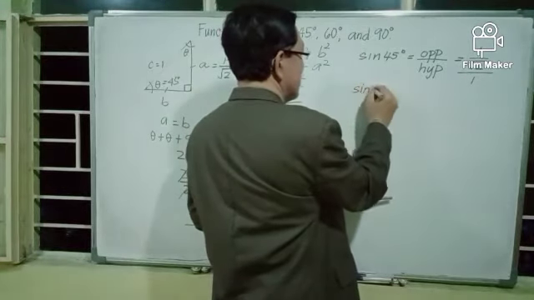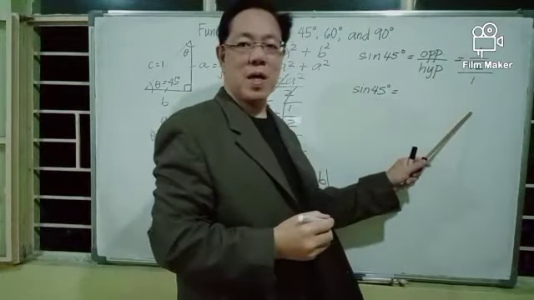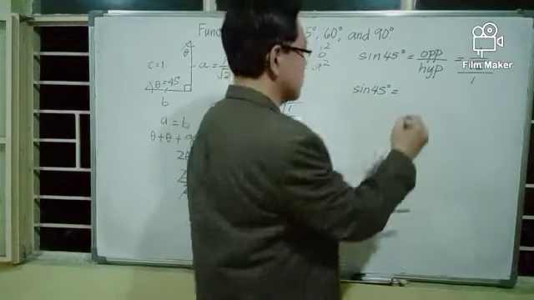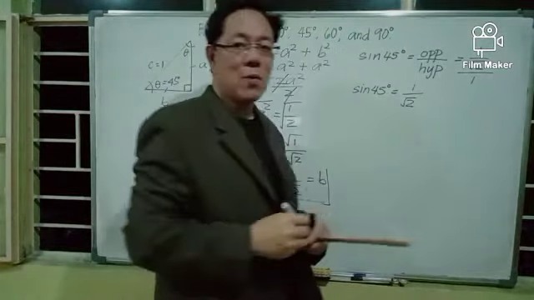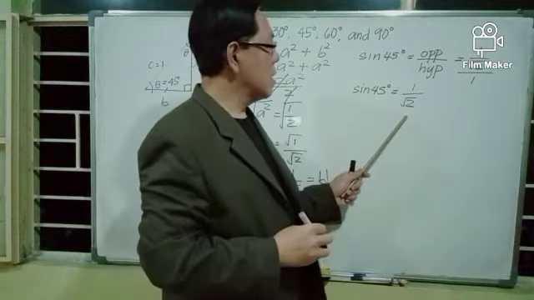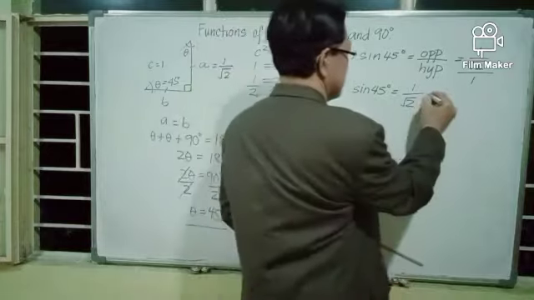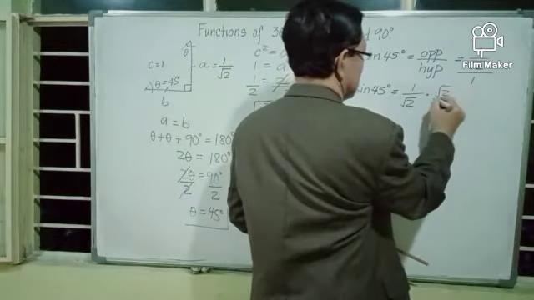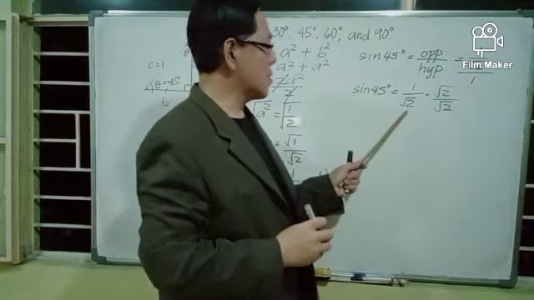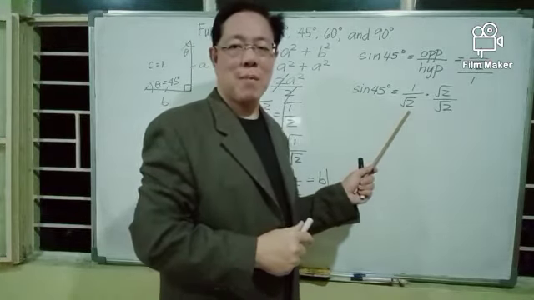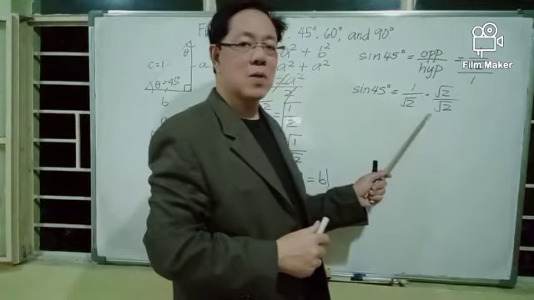So sine of 45 degrees: 1 over the square root of 2 divided by 1 is 1 over the square root of 2. Now I will rationalize the denominator. We multiply the numerator and denominator by the square root of 2. To rationalize the denominator is to remove the radical sign from the denominator. That's why we multiply the numerator and denominator by the square root of 2.